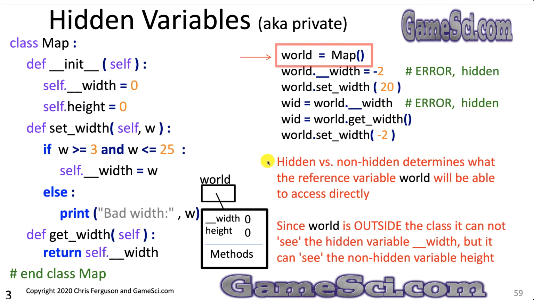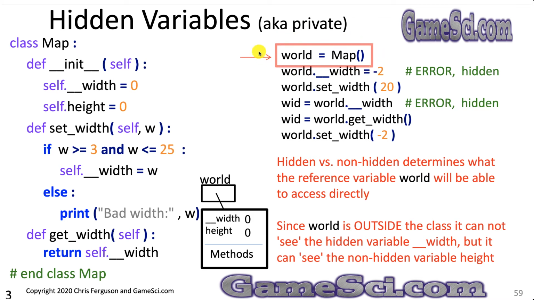Hidden versus non-hidden determines what the reference variable will be able to access directly. Again, this is just a question of access. It's not does it exist or not exist, it's do I have access to it. Since world is outside the class, it cannot see the hidden variable __width, but it can see the non-hidden variable height. All the underscore does is say who has access to it. With the underscores, outsiders like world will not have access to it. Without the underscore, full access is granted.